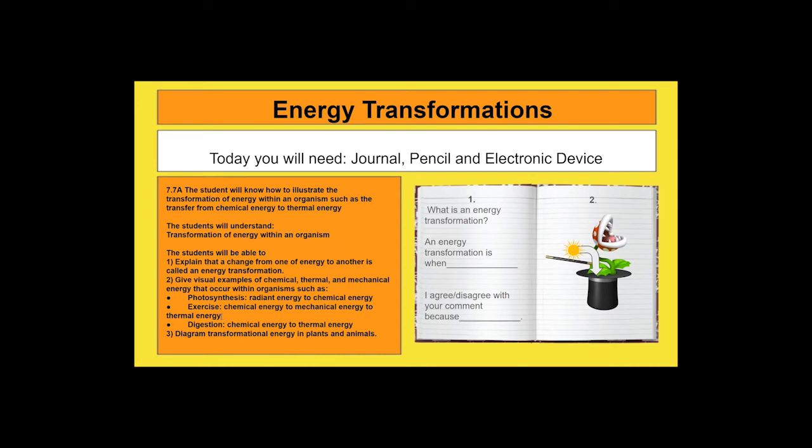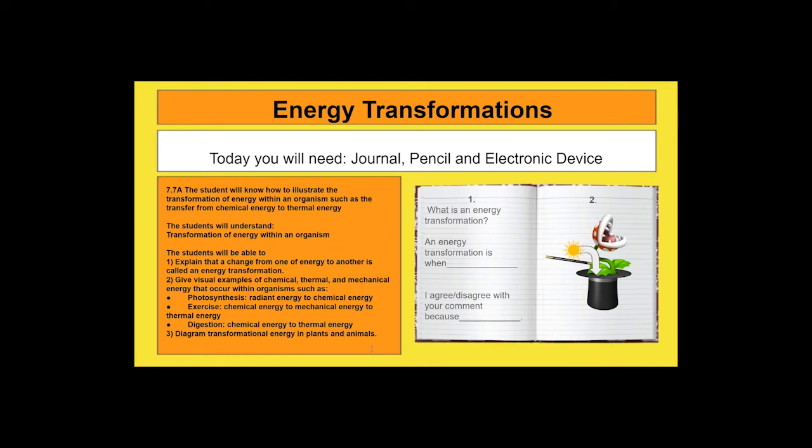And then also digestion. Chemical energy, which is your food, is going to be converted into mechanical energy and then into thermal energy. Because if you remember, I said that anytime there's chemical energy, you're going to get heat, and that's where you're getting the thermal energy. And last but not least, you'll be able to diagram the transformation of energy in plants and animals.